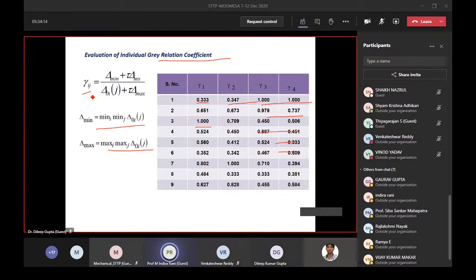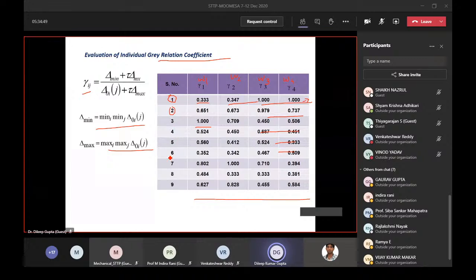Once you have this value, now you can find out the overall gray relation using the same method. We are giving the weightage of W1 here, weightage of W2 here, weightage of W3 here, and weightage of W4 here. It can be different, it can be same. In this case, if I am taking the same value, then it will be W1 gamma 1, W2 gamma 2 plus W3 gamma 3 plus W4 gamma 4 will give the overall gray relation coefficient for alternative 1 or experiment 1.